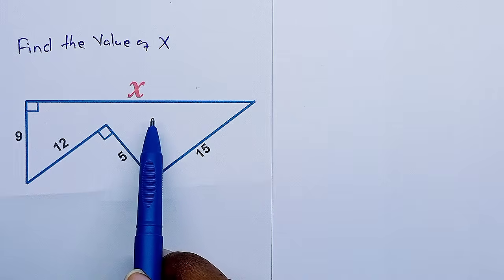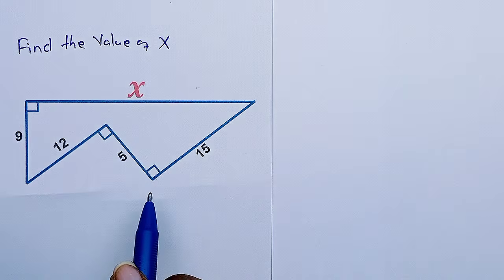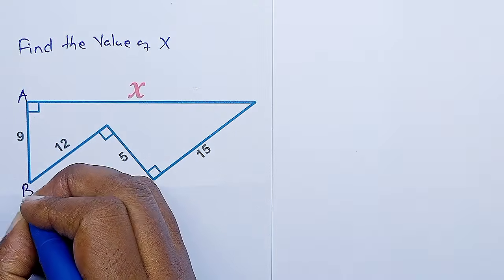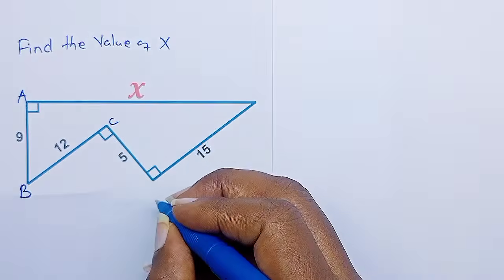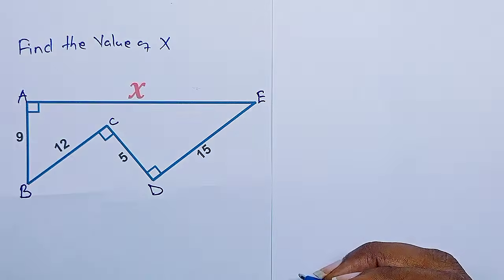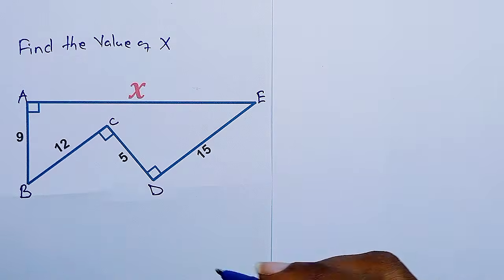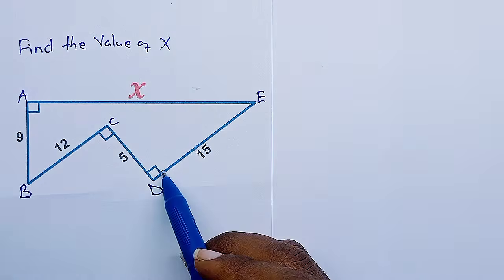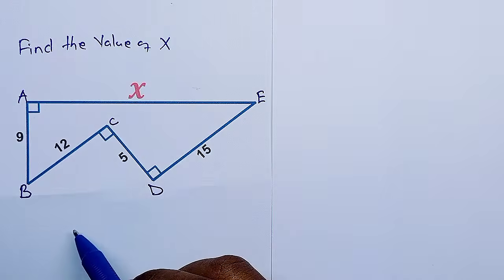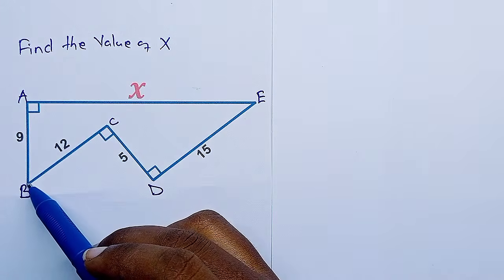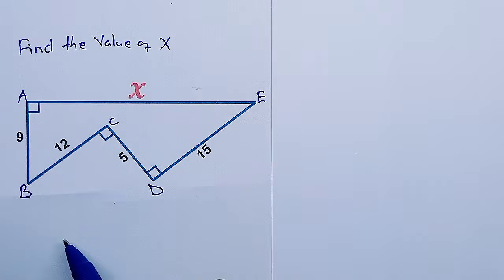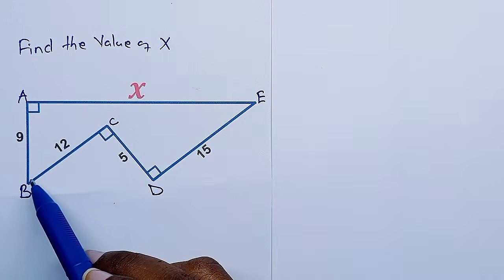Well, what you're going to do first is to label our diagram. Let this be A, this B, this C, this D, and this point E. Now, what you're going to do next is to extend this line ED straight downwards, and then draw another line from point B that is perpendicular to that line that we are drawing, okay, so that we come up with a rectangle.